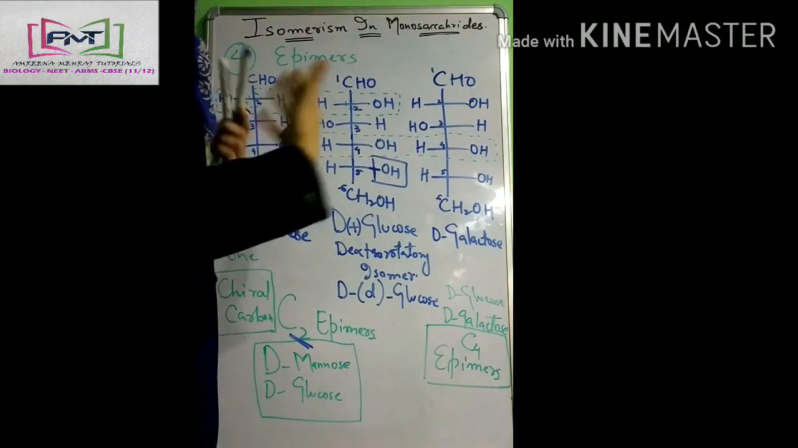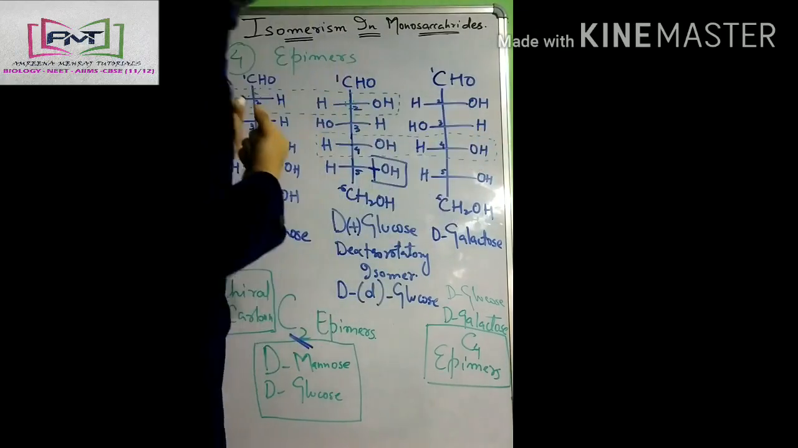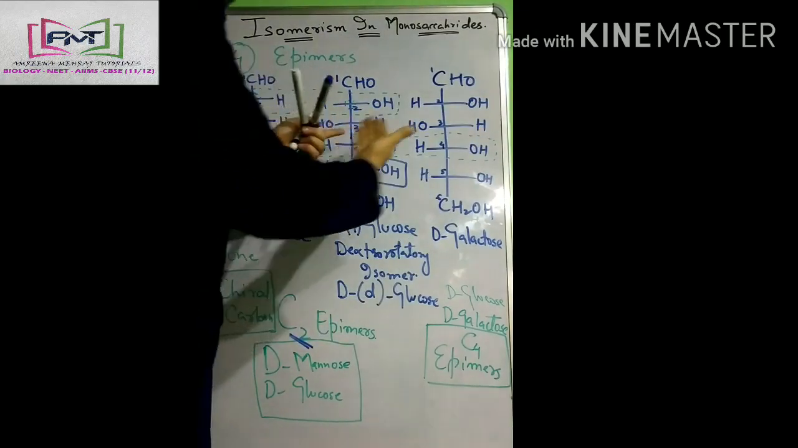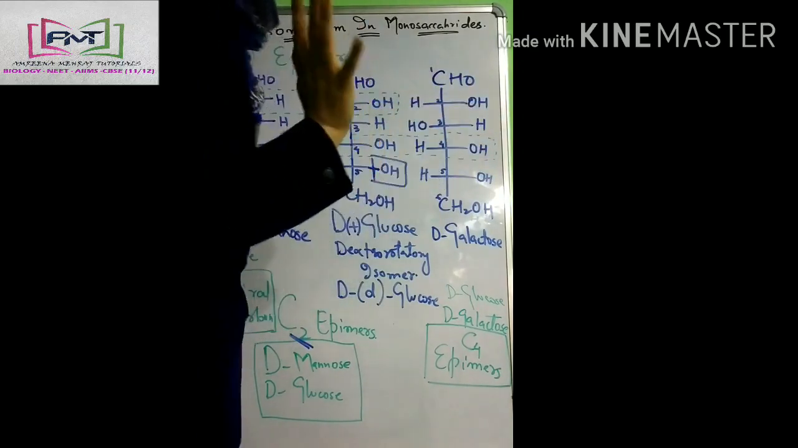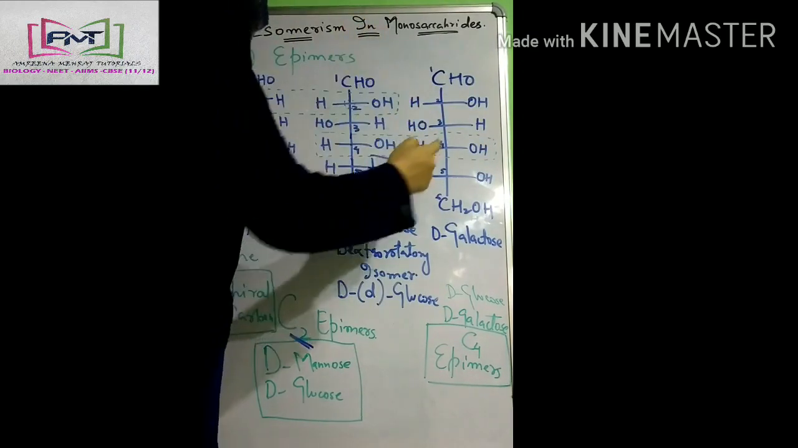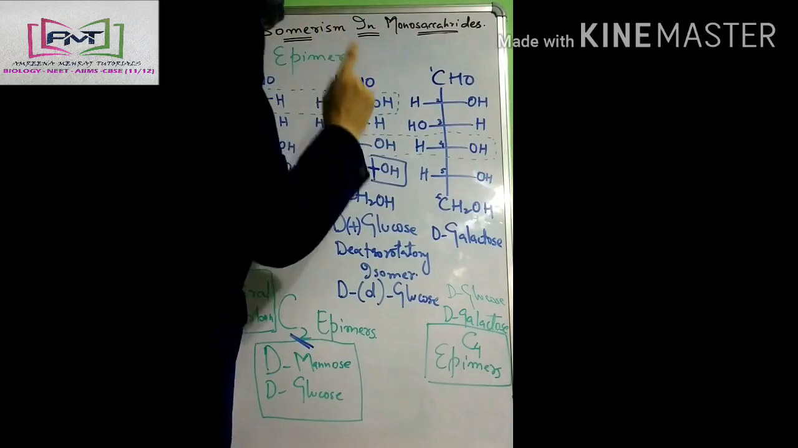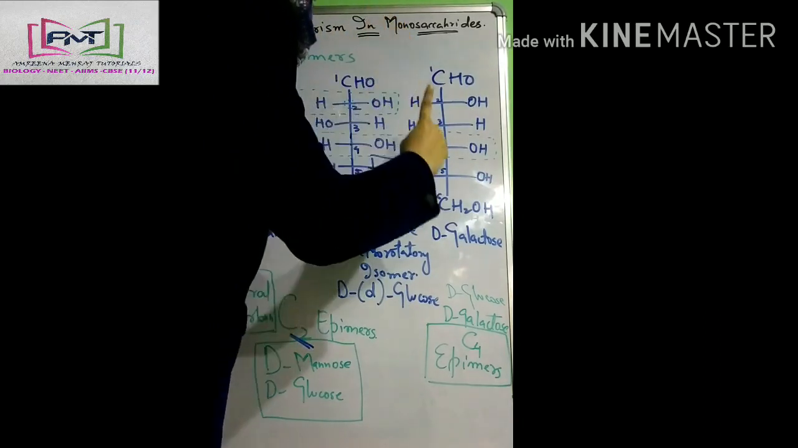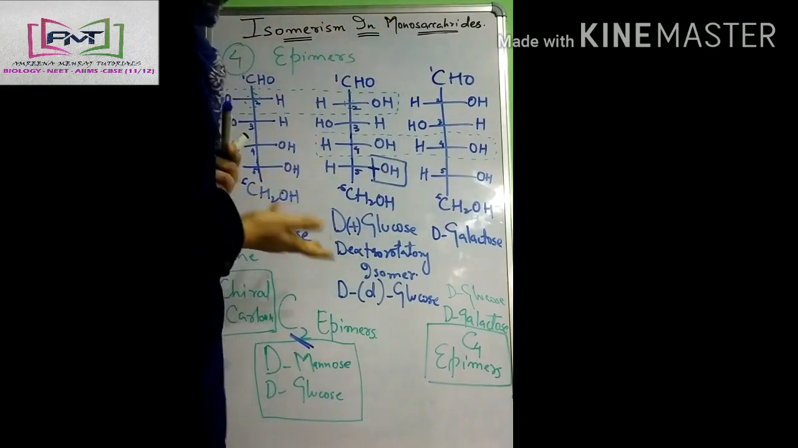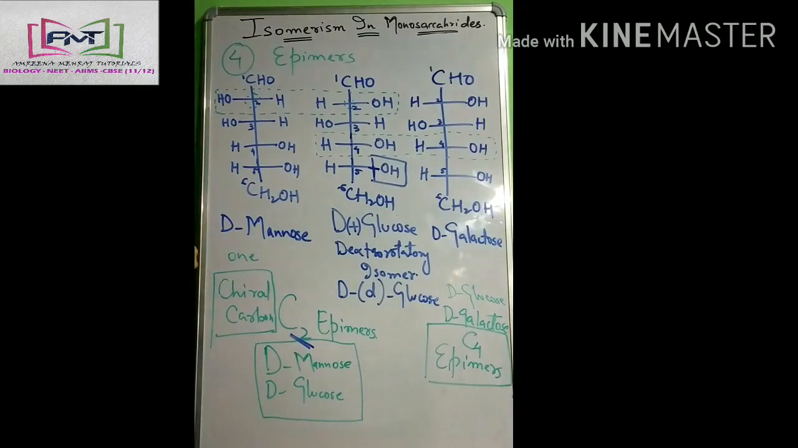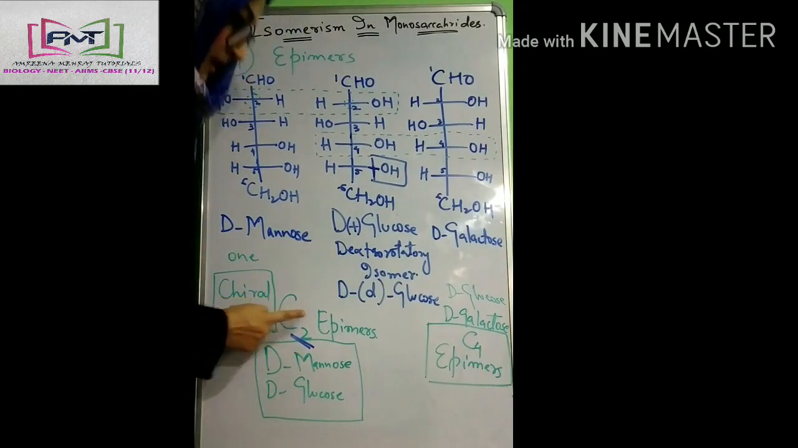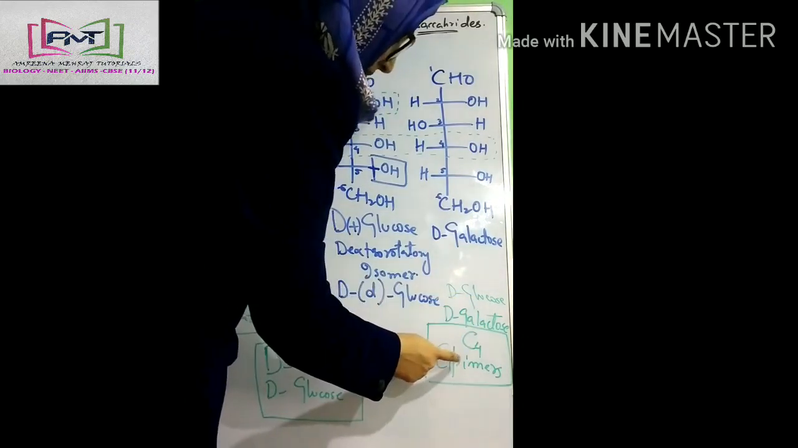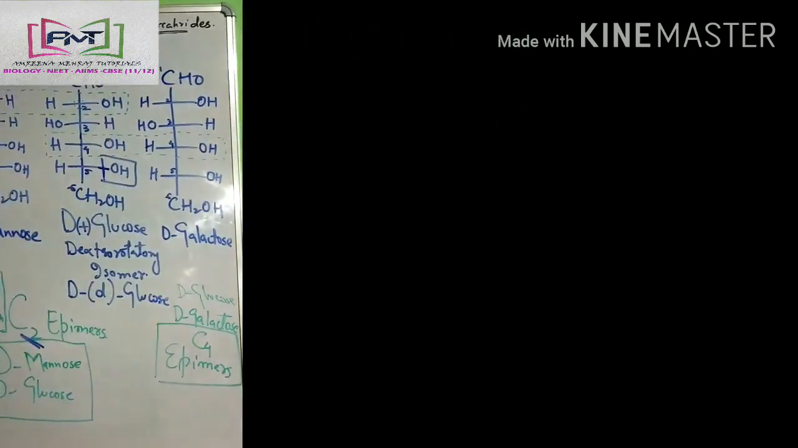Now you can think about the definition yourself. You can say epimers, suppose this or this, are those isomers which are absolutely same. They just differ from each other in their arrangement at just one chiral carbon. They are called epimers. So I have given you examples over here: mannose and glucose being C2 epimers, glucose and galactose being C4 epimers.